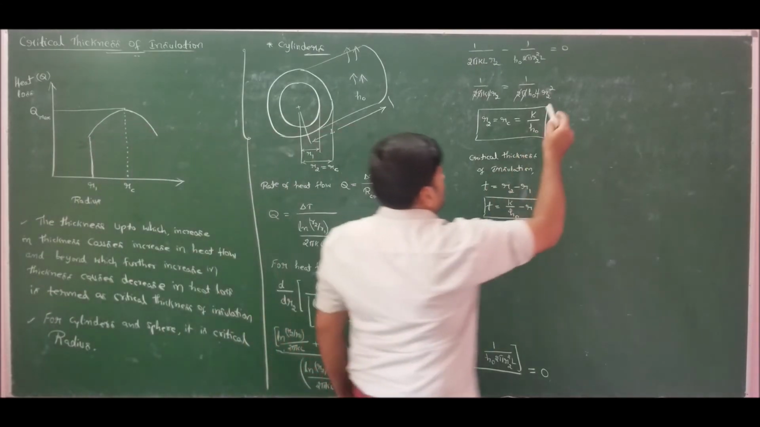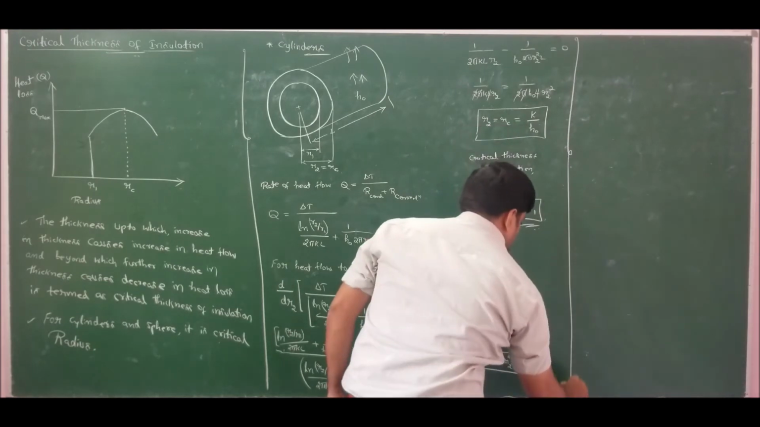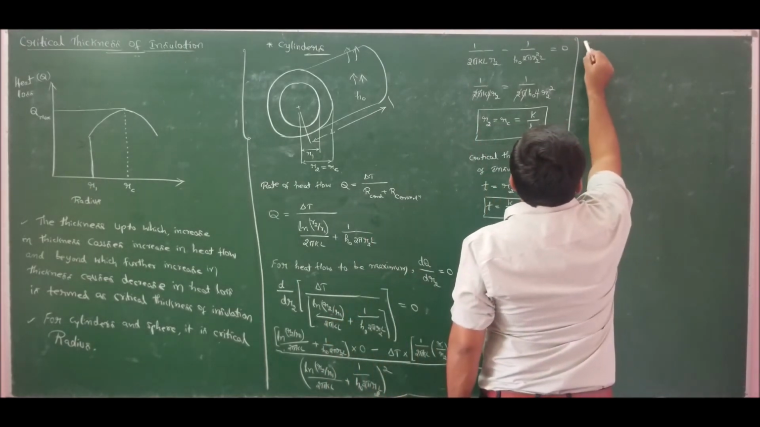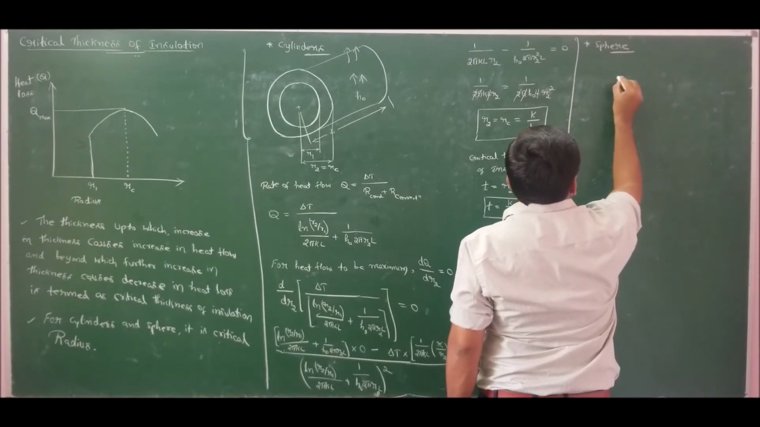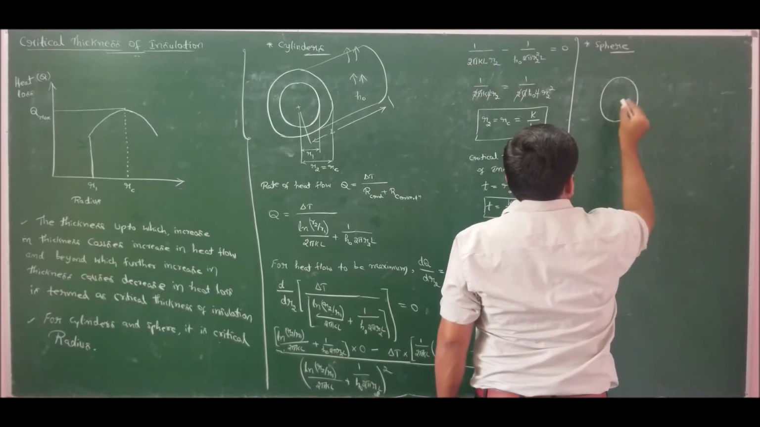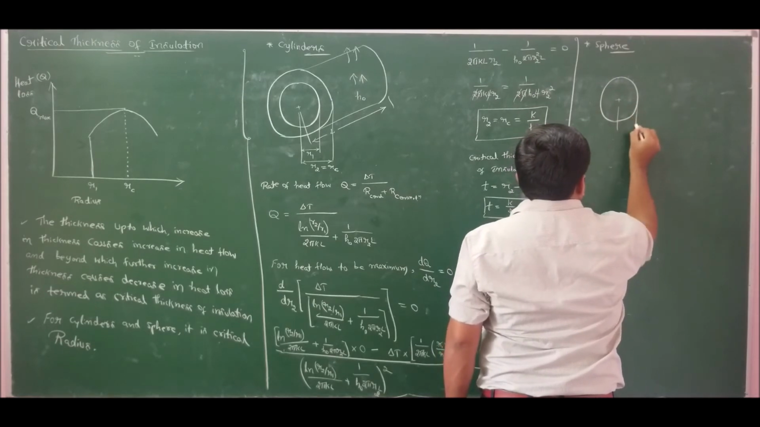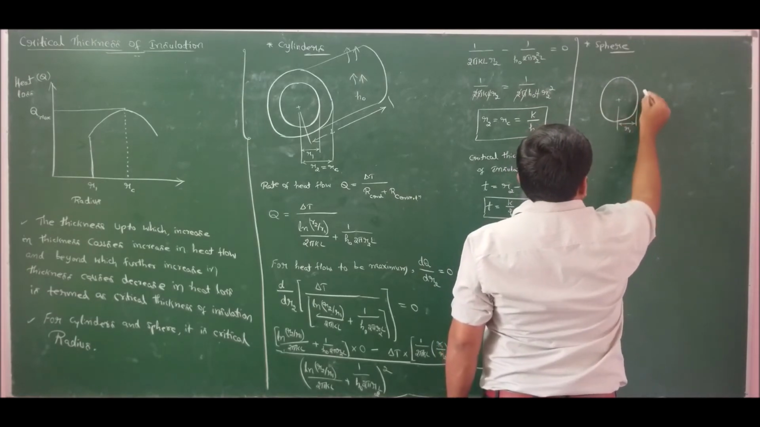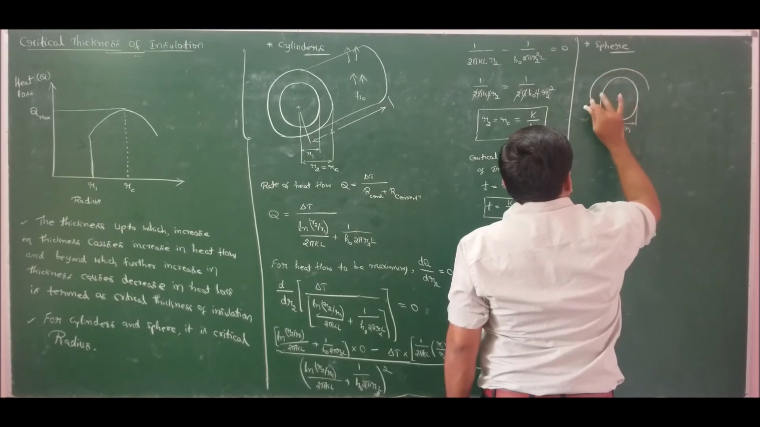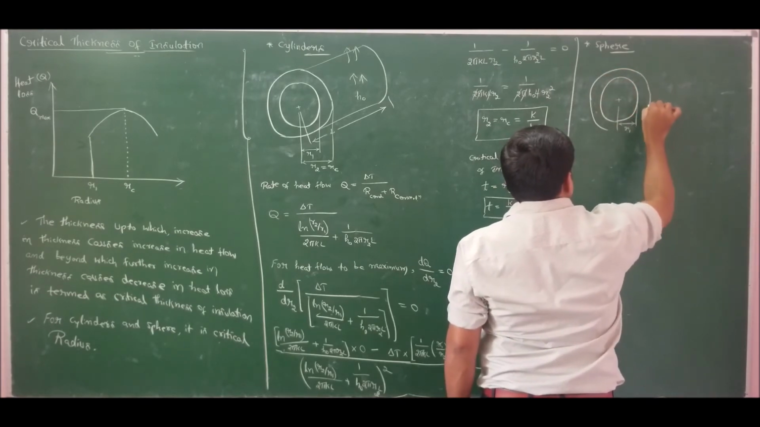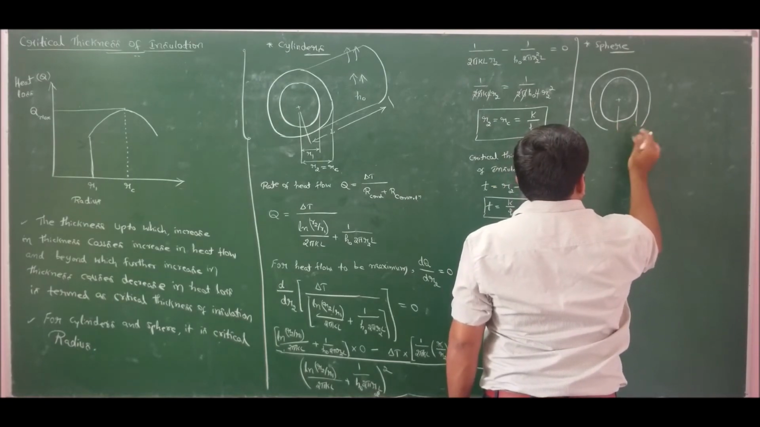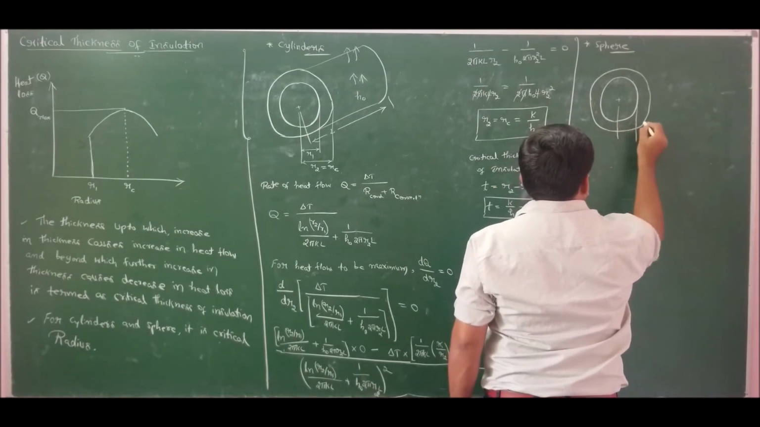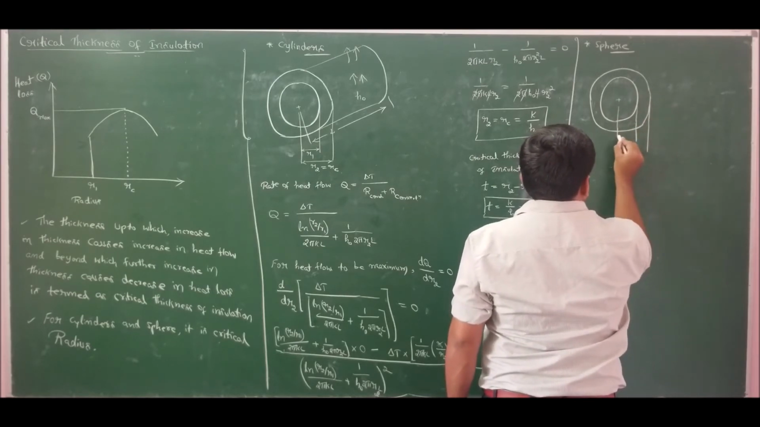If I move ahead to solve for a sphere, let us consider a sphere having radius R1. I will add insulation such that R2 is equal to Rc, wherein I will get the maximum heat loss from the surface of the sphere. I am interested to know how to calculate R2.